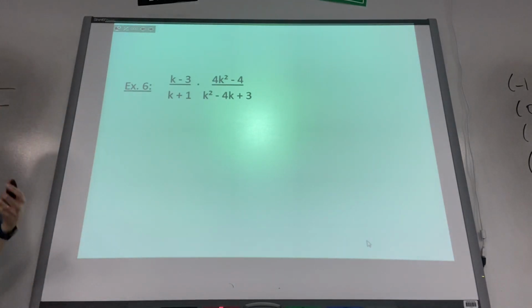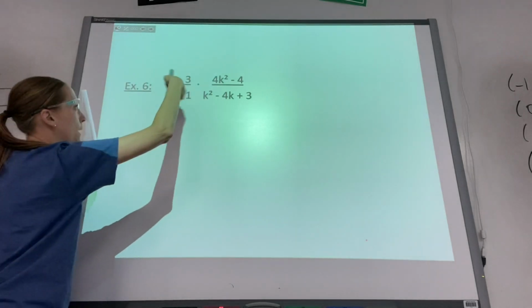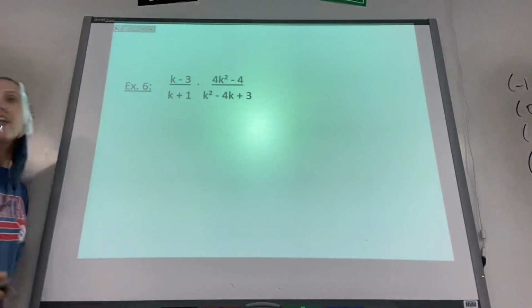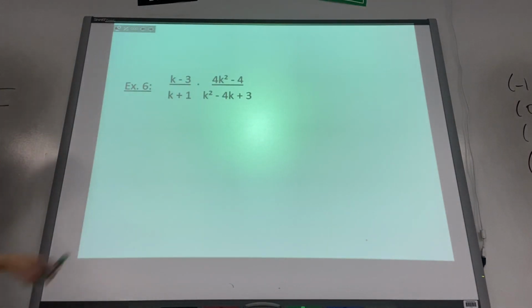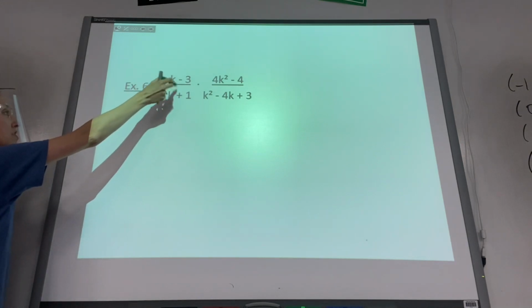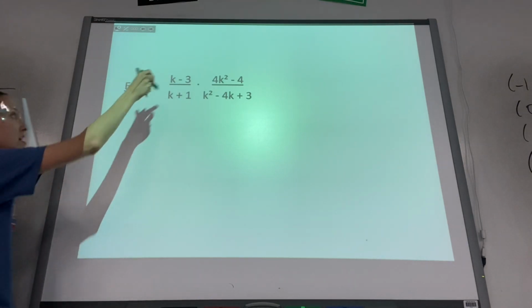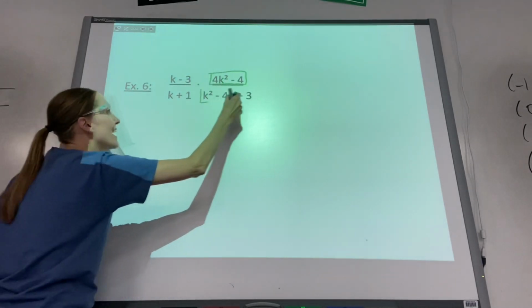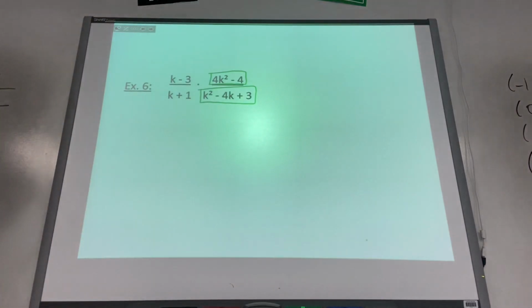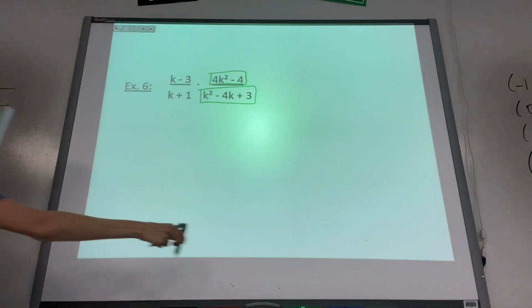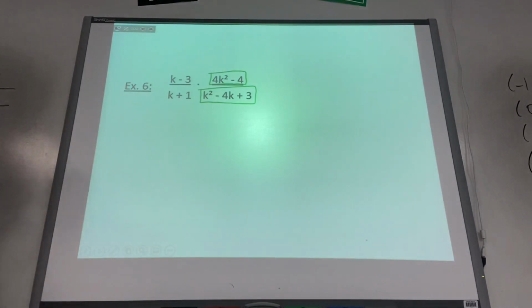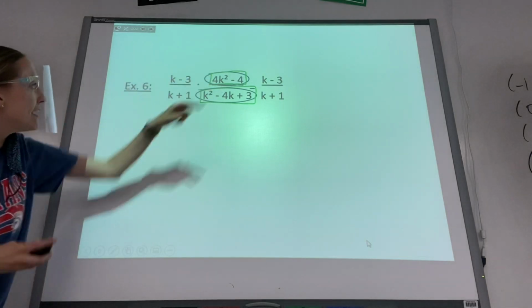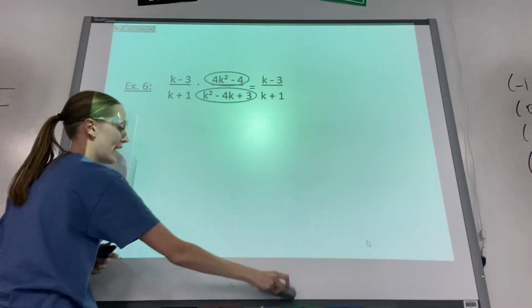Now, basically, we're going to start this out the same way. We're going to look up here and see if there's anything we can factor. Now, the first fraction, I don't think you can do anything on top or bottom for this fraction, but if you look over here at the second fraction, actually, I think you've got some stuff to do on top and bottom. So, I already have those circled. What do you know? I'm going to leave the first fraction the way it was.